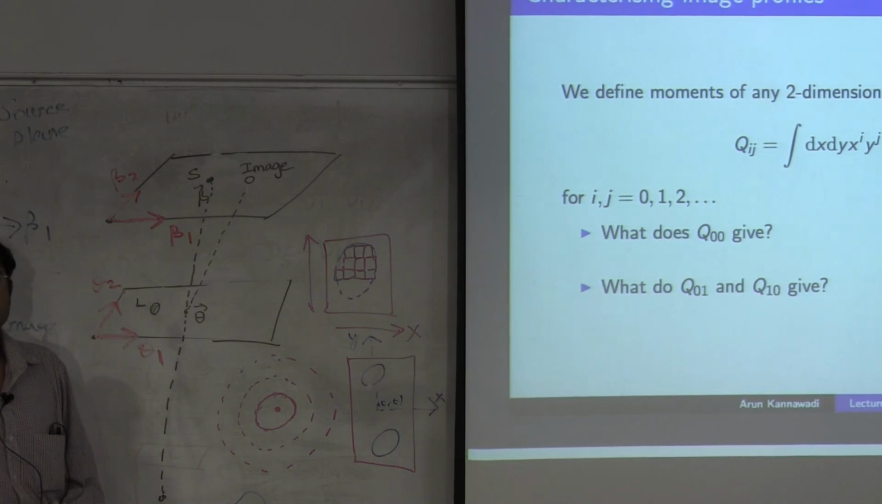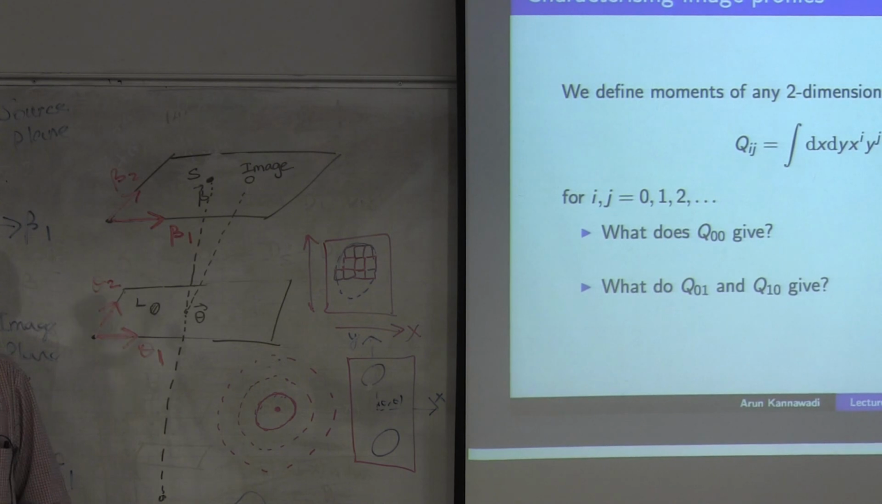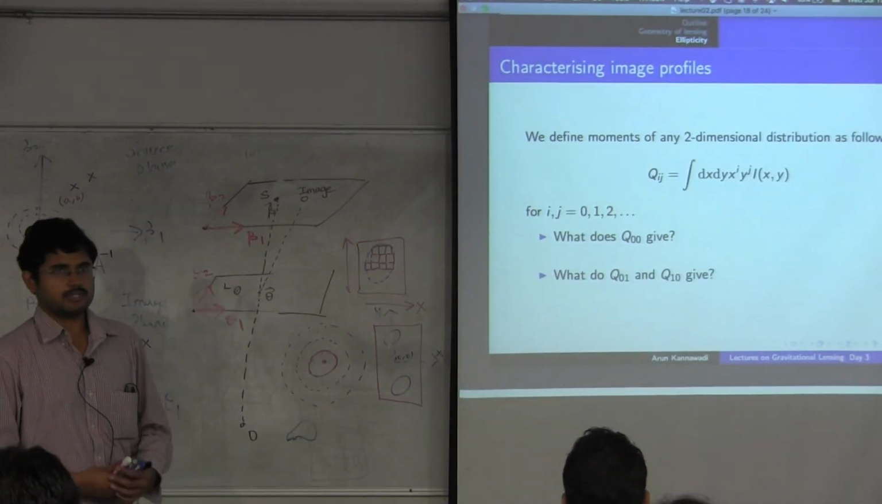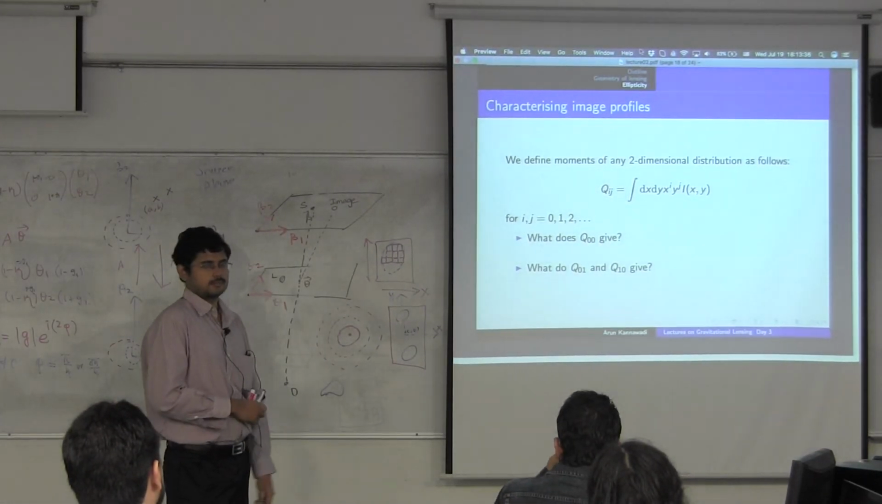Quick question: I and J, are they superscripts or powers? They're powers. They're raised to the powers. Okay, so it can mean x squared, x cubed, and so on. Yeah.